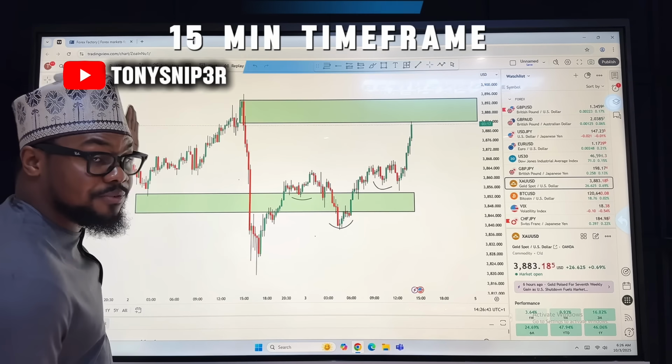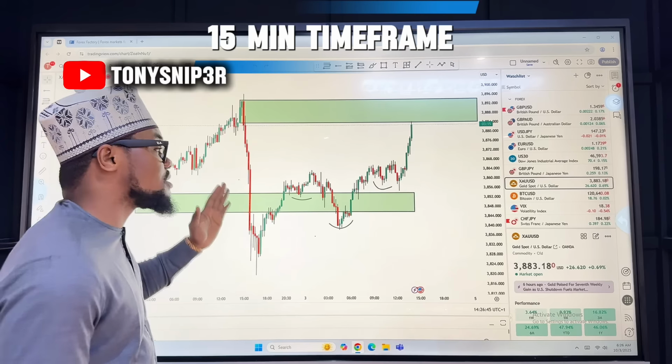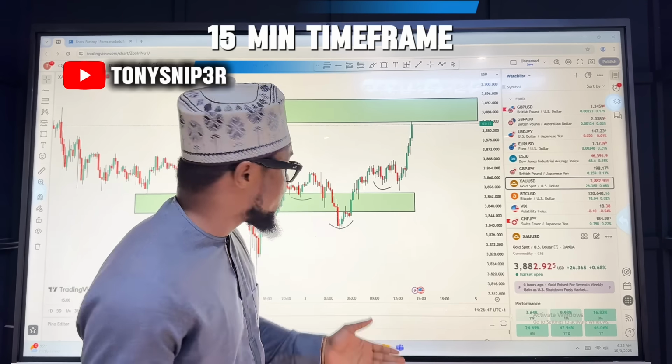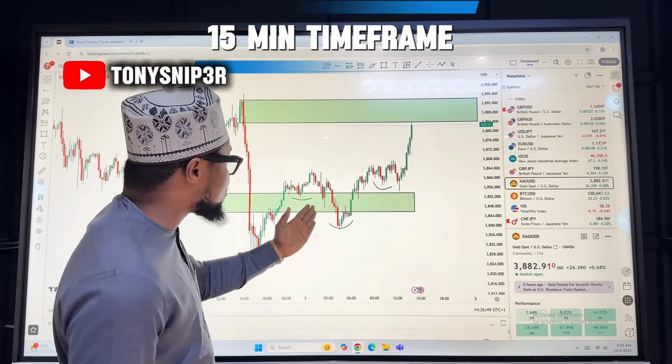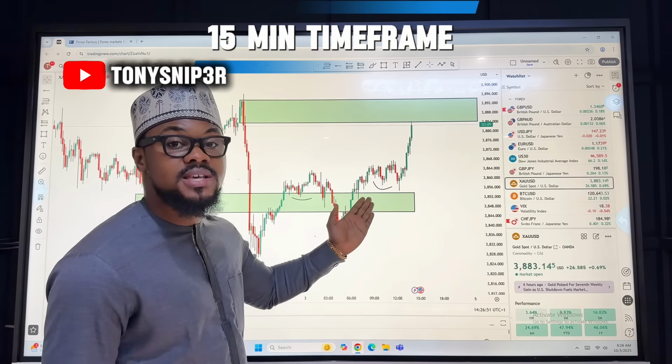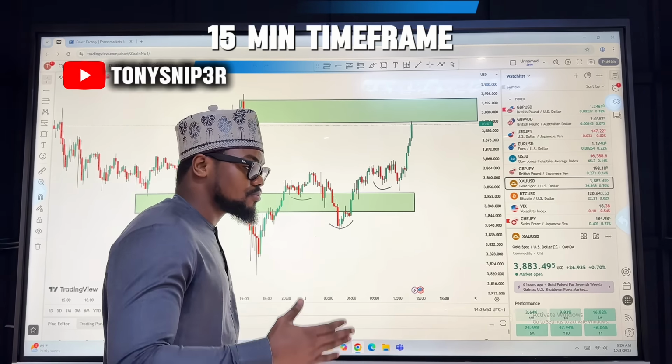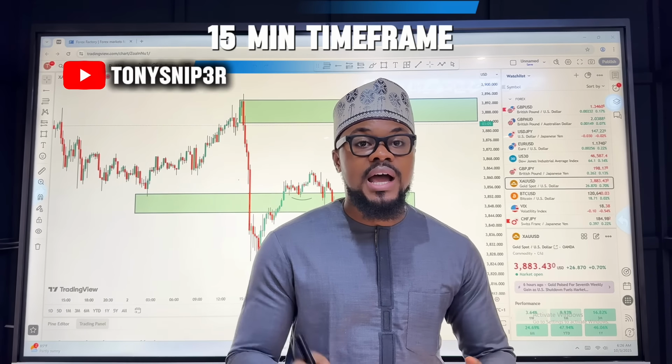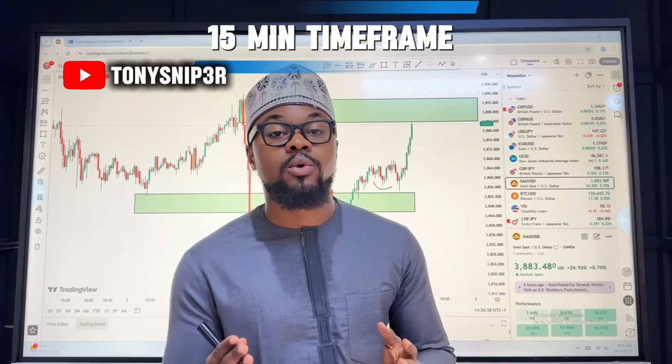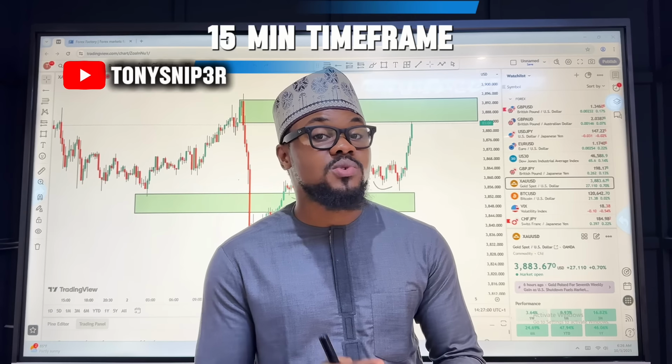Now this is the 15 minutes time frame. Every single thing I teach works. What can you spot here? Of course, this is very visible, an inverse head and shoulder. Now, when it comes to taking entries and catching reversal, it requires a lot.